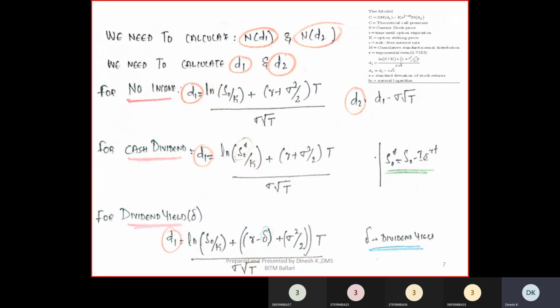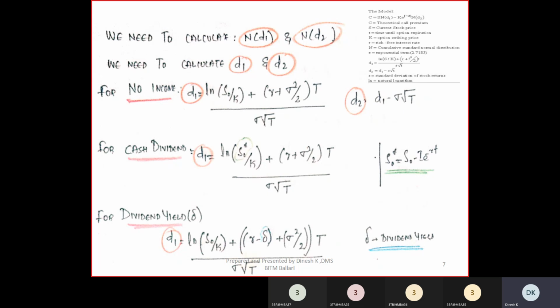First, let's understand how to calculate this N(d1) and N(d2). We first need to calculate the value of d1 and d2, and once we get clarity about d1 and d2, then we proceed to N(d1). So first, let's calculate small d1 and small d2, for the first case.